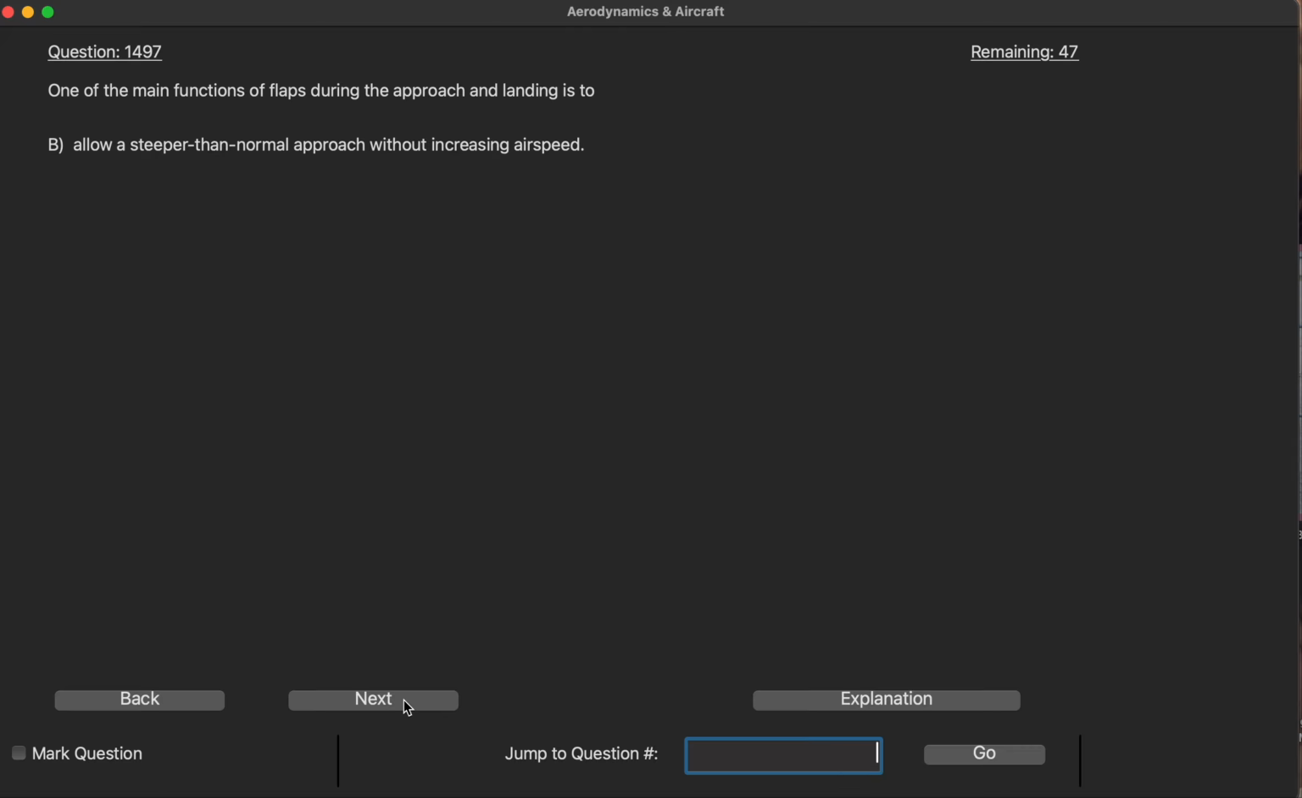One of the main functions of flaps during the approach and landing is to allow a steeper than normal approach without increasing airspeed. When in a standard rate turn, if airspeed is increased to keep the same rate of turn, the bank angle must increase.